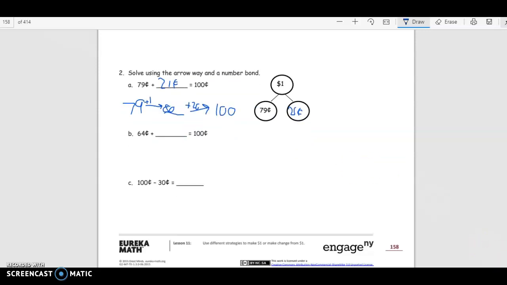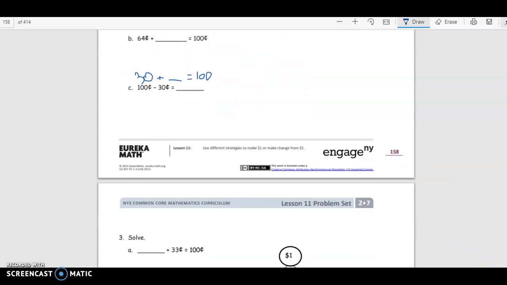Okay, so you do the same for B, and then C is subtraction. So it's 100 cents take away 30 cents. You could also rearrange this to be 30 cents plus blank equals 100. Okay, because addition and subtraction are opposites, you can change them around. Rearrange the problem.